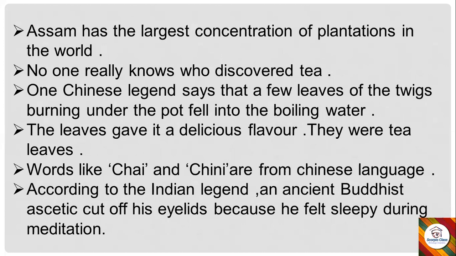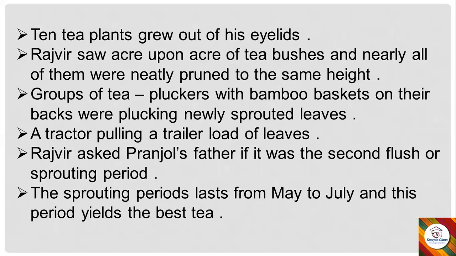No one really knows who discovered tea. One Chinese legend says that a few leaves of the twigs burning under the pot fell into the boiling water. The leaves gave it a delicious flavor. They were tea leaves. Words like chai and chini are from the Chinese language. According to the Indian legend, an ancient Buddhist ascetic cut off his eyelids because he felt sleepy during meditation. Ten tea plants grew out of his eyelids.